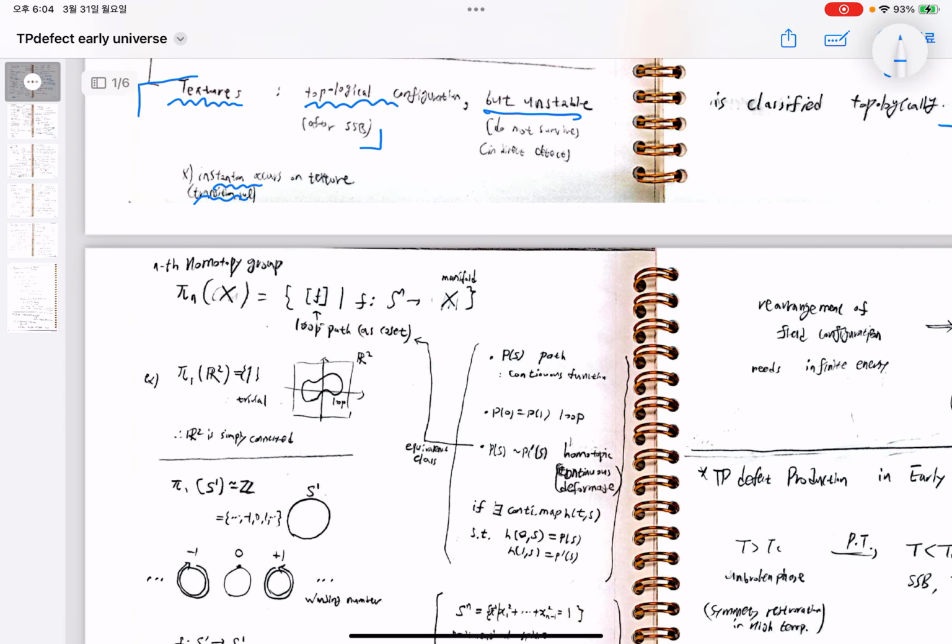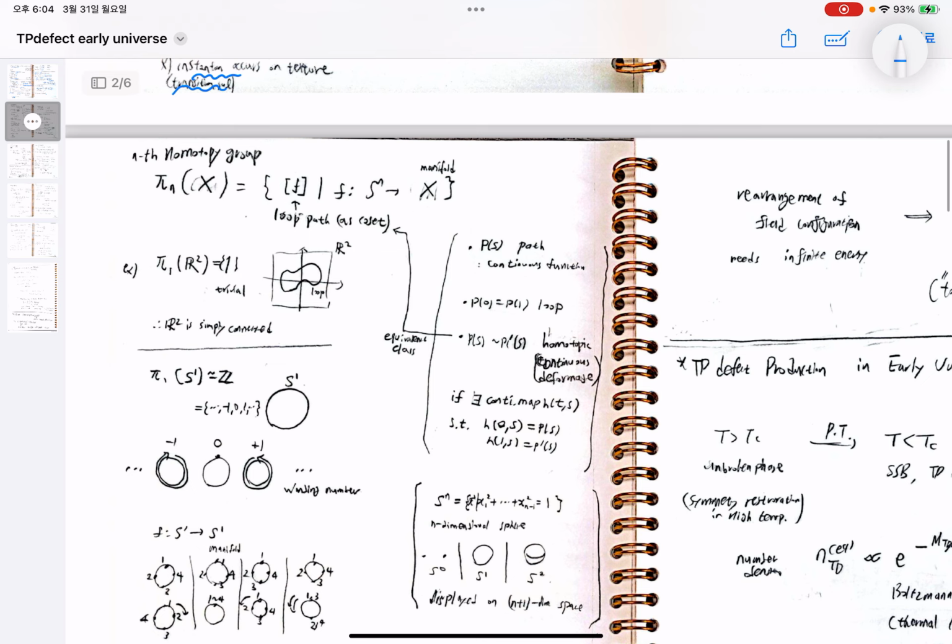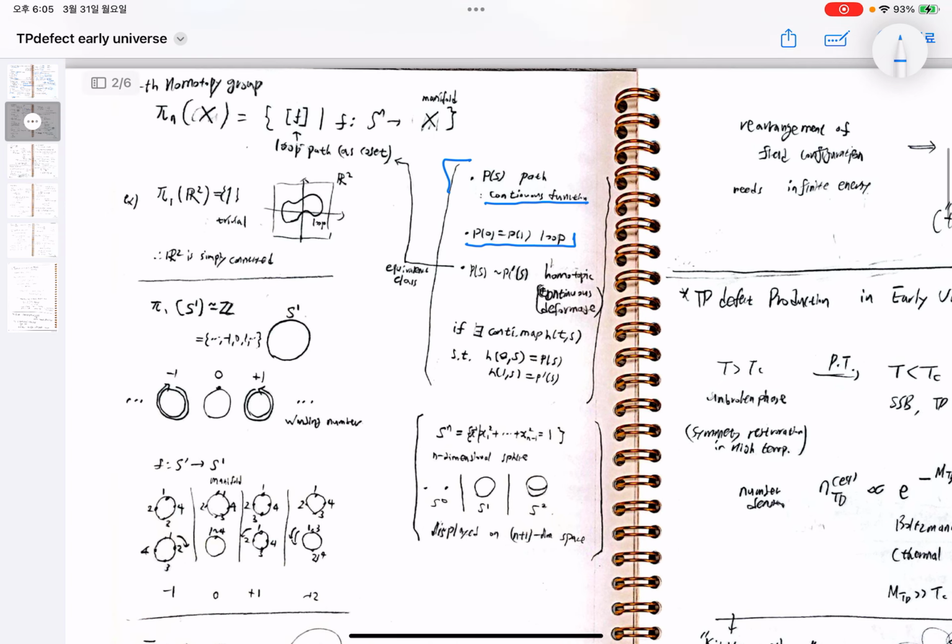So here is the mathematical point of view. In topology, we can define a path as a continuous function, and if the starting point and end point are the same, this is called a loop. And we can define the equivalence relation, which is called homotopic. Two paths are homotopic if the two paths are continuously deformable into each other. That is defined by the existence of a continuous map H, where when the parameter t is equal to 0, it is the same as the path p, but if t is equal to 1, it is the same as p prime, the second path.